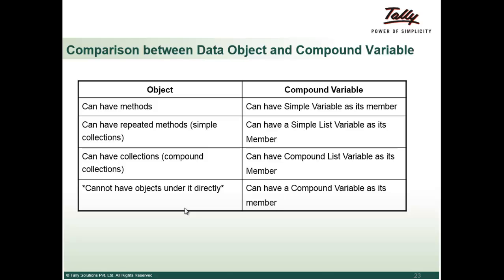So we have object and compound variable. We see that an object can have methods, whereas a compound variable can have a simple variable as its member. So we'll just see an example. It says a compound variable can have a simple variable as its member.